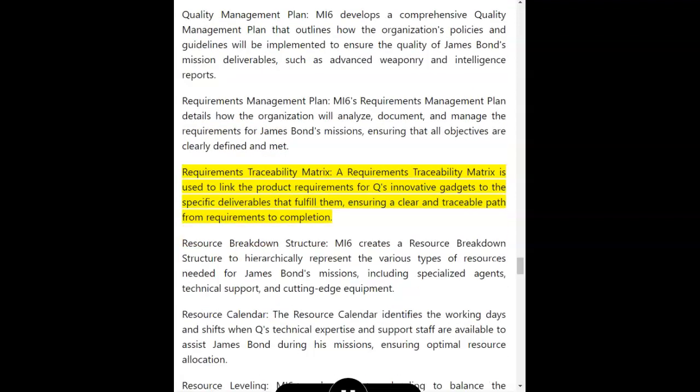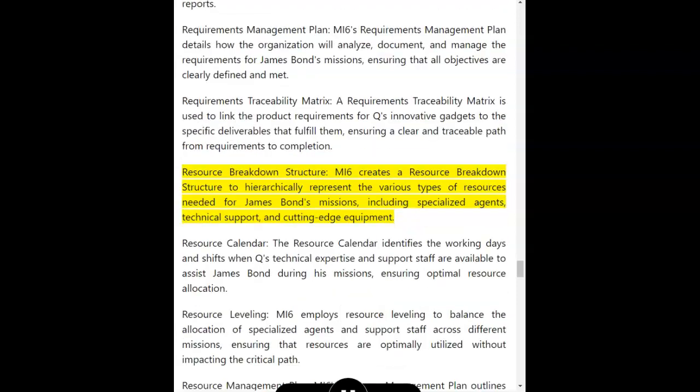Requirements traceability matrix. A requirements traceability matrix is used to link the product requirements for Q's innovative gadgets to the specific deliverables that fulfill them, ensuring a clear and traceable path from requirements to completion. Resource breakdown structure. MI6 creates a resource breakdown structure to hierarchically represent the various types of resources needed for James Bond's missions, including specialized agents, technical support, and cutting-edge equipment.